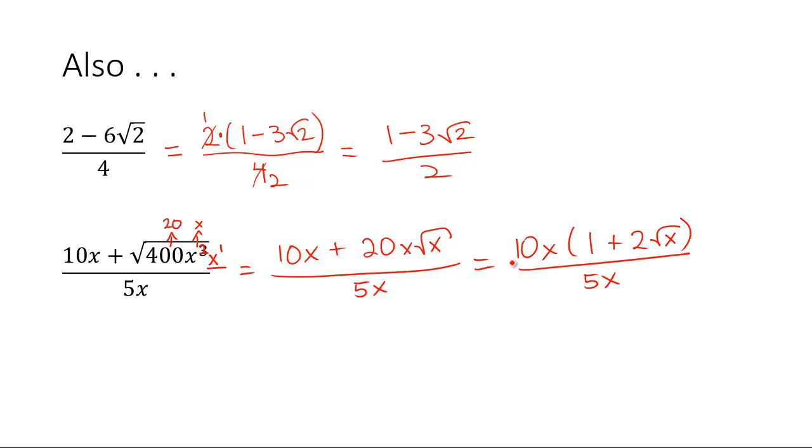And now there's a common factor here, 1 and 2, and x are also common factors, leaving you with a nice simple form of 2 times 1 plus 2 root x, which you can leave like that, or 2 plus 4 root x. Both acceptable answers.